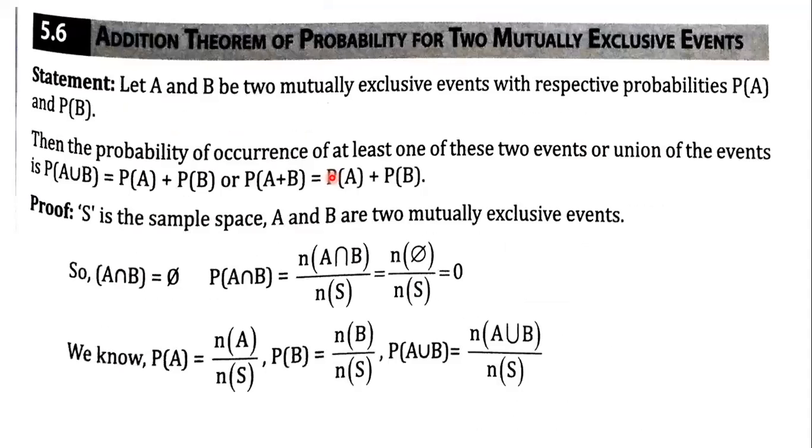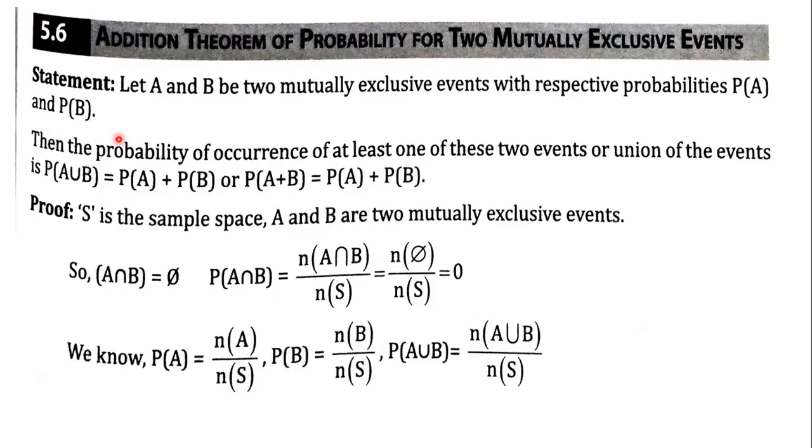Now moving further, we also have to understand the addition theorem for two mutually exclusive events. Mutually exclusive events means if you accept one event, you will reject the other event. That is known as mutually exclusive events, right? So let A and B be two mutually exclusive events with respective probabilities. Again, we are taking two events A and B where both of them are mutually exclusive and their probabilities are probability of A and probability of B.